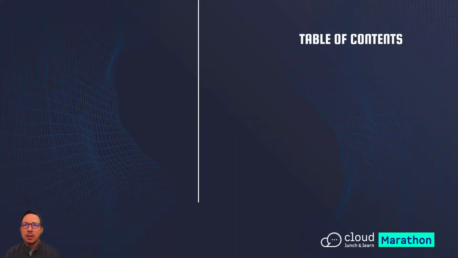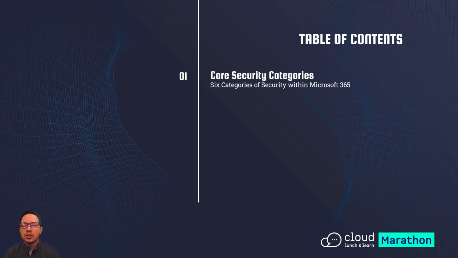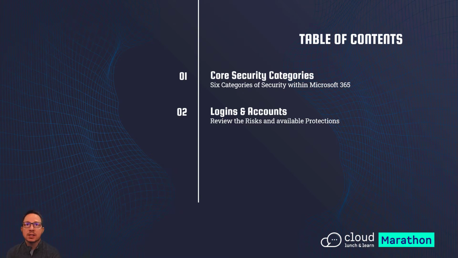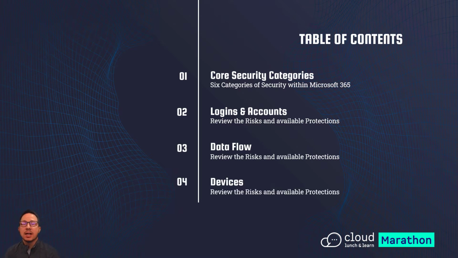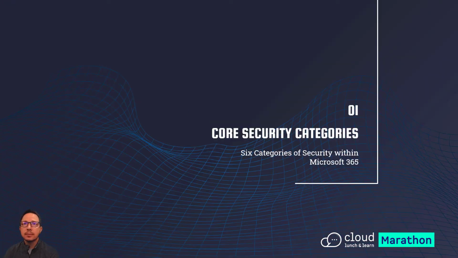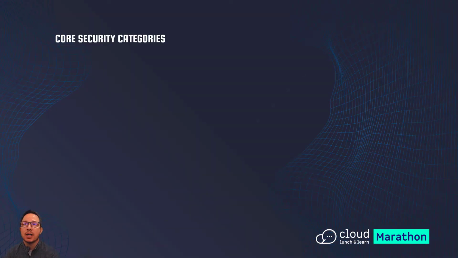So what are we going to talk about in this session? Well, we'll first talk about the core security categories. There are 6 that we can identify within Microsoft 365. We'll then talk about logins and accounts, and we'll review the risks and available protections. We'll also then talk about data flow and review the risks and protections. And then lastly, we'll talk about devices with the risks and protections. So to get started, let's talk about the core security categories that are available in Microsoft 365.